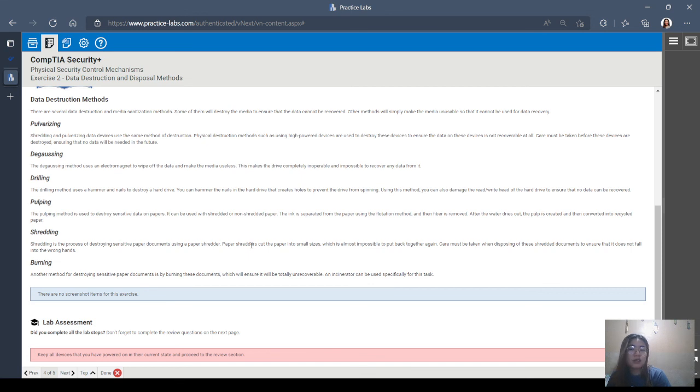Shredding is a process of destroying sensitive paper documents using a paper shredder. Paper shredders cut the paper into small pieces, which are mostly impossible to put back together again. Care must be taken when disposing of these shredded documents to ensure that they do not fall into the wrong hands. Burning is another method of destroying sensitive paper documents, which ensures they will be totally unrecoverable. An incinerator can be used specifically for this.